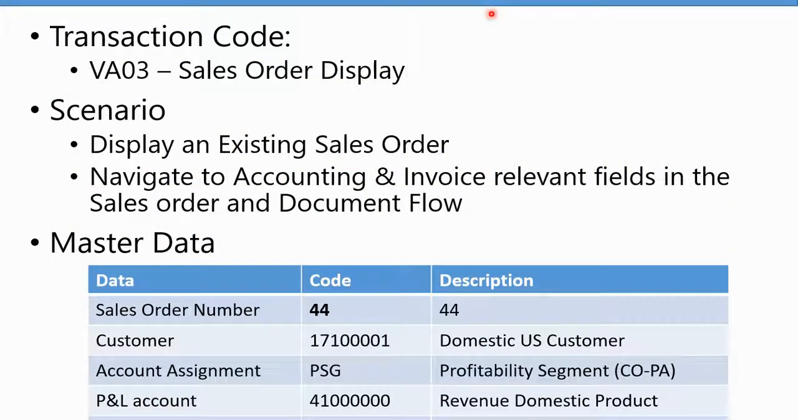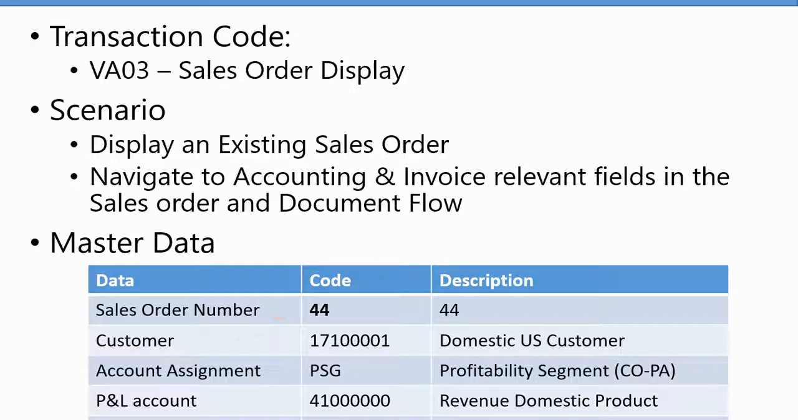Alright, so in this lesson we're going to just look at a sales order and how a sales order relates to an invoice to get some orientation of these logistics documents, so that when you do create invoices related to sales orders, you have an idea where the data is coming from and how the accounting decisions are being made. So the transaction code is VA03, display sales order, and we're just going to look at an existing sales order and navigate around some of the accounting and invoice relevant fields on the sales order and in the document flow to give you some perspective.